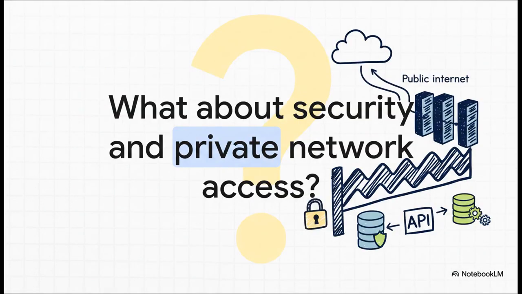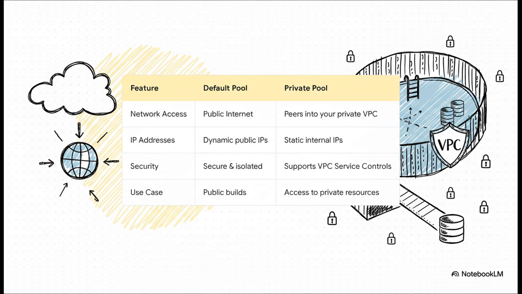This is always the next question every team asks when they grow beyond a simple public-facing app. What happens when your build process needs to talk to a private database or a secure internal API, something that's not on the public internet? The answer is private pools. See, by default, Cloud Build just runs its jobs in a shared environment out on the public internet. But for that secure access, you can create what's called a private pool. This gives your builds their own dedicated environment that can connect directly into your private VPC network. It's a game changer for securely accessing internal resources without ever exposing them.